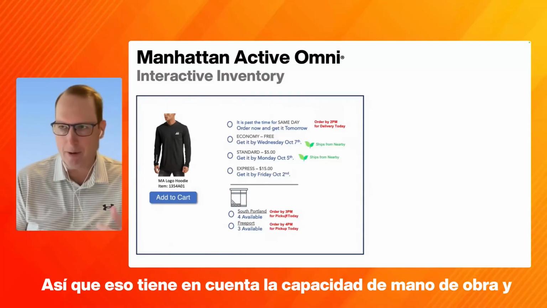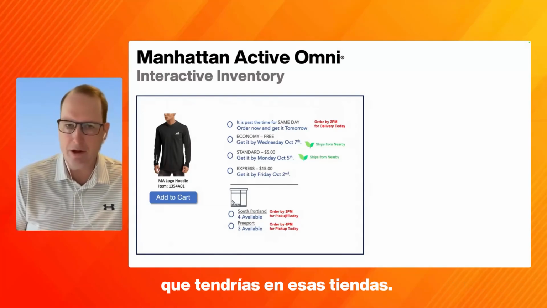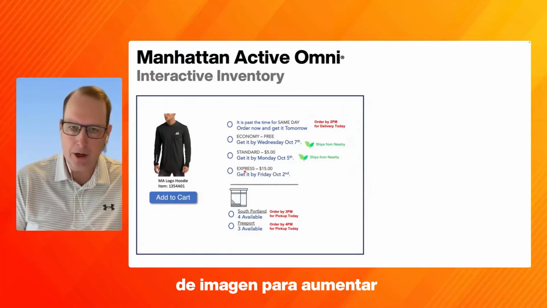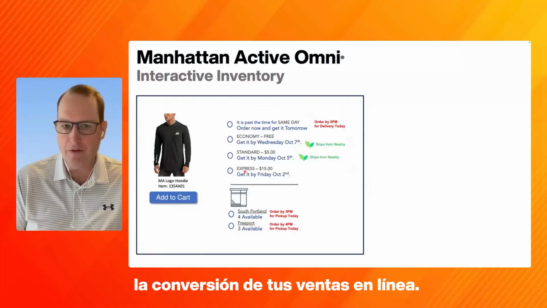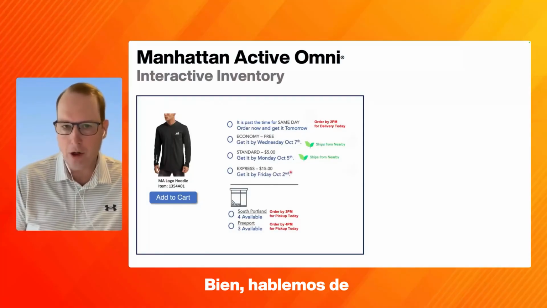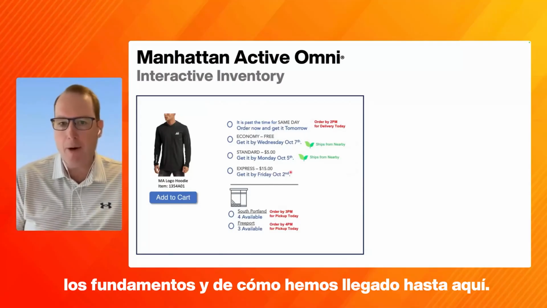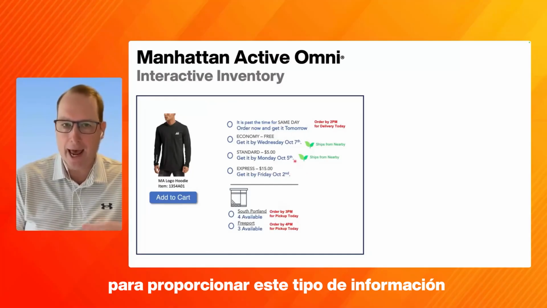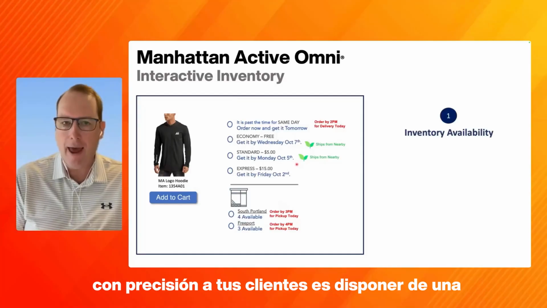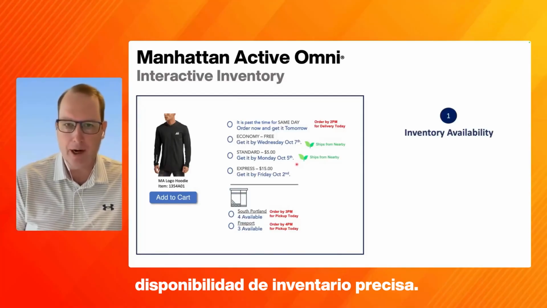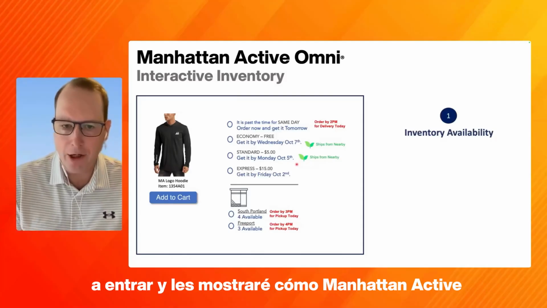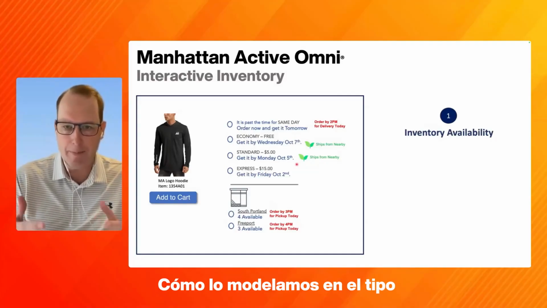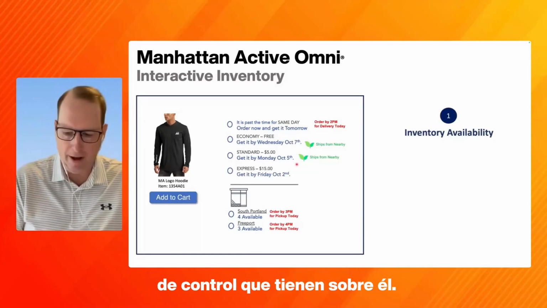So that factors in labor capacity, all sorts of other things that you would have in those stores. But at the end of the day, what we're trying to do is present this kind of picture in order to increase the conversion of your sales online. Okay, so let's talk about the fundamentals and how we got there, right? So the first thing you need to do to provide this kind of information accurately to your customers is you need accurate inventory availability, right? So that's the first area we're going to go into, and I'll show you how Manhattan Active Omni provides that inventory availability, how we model it, and the control you have over it.